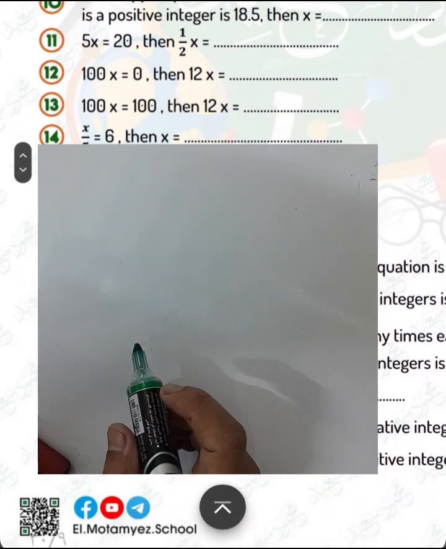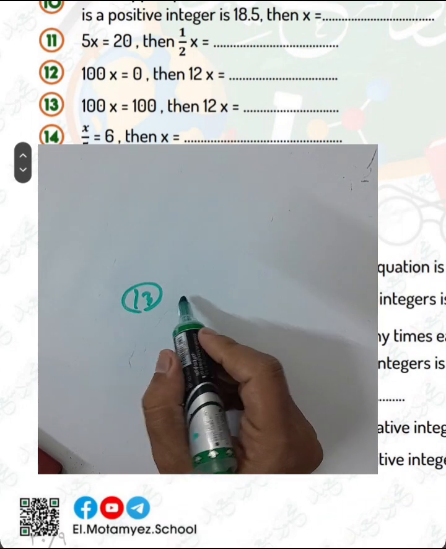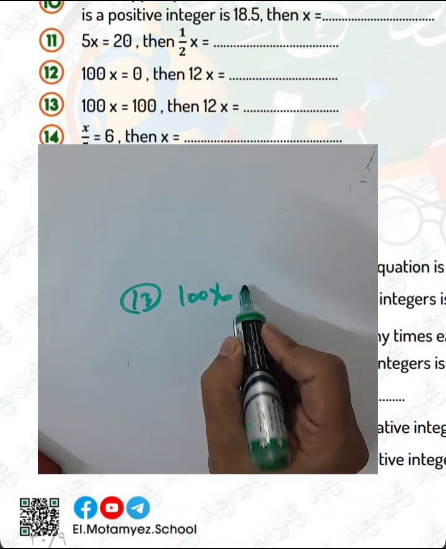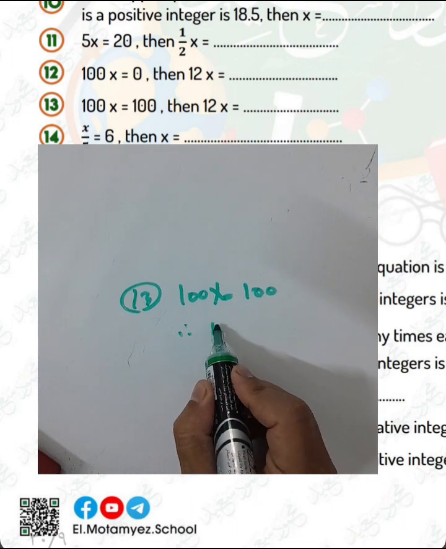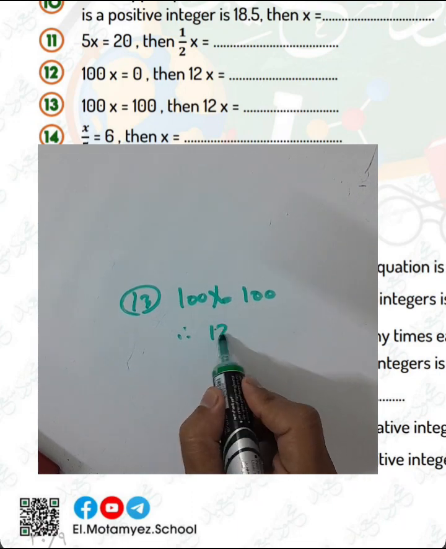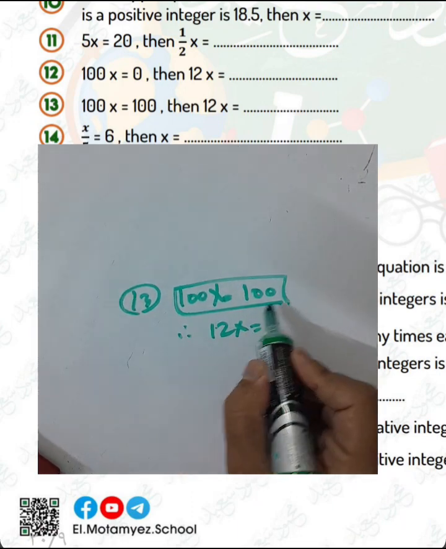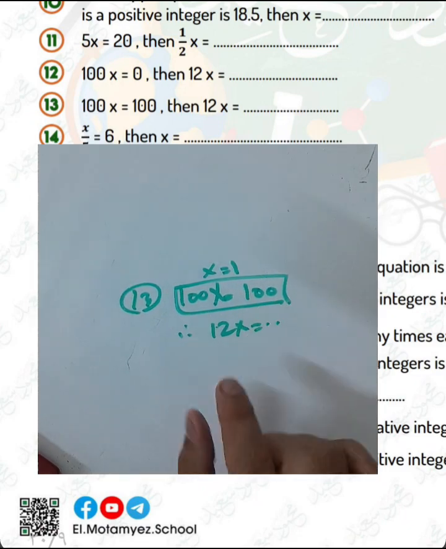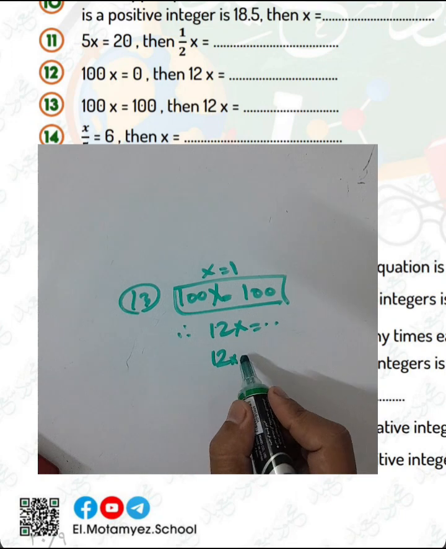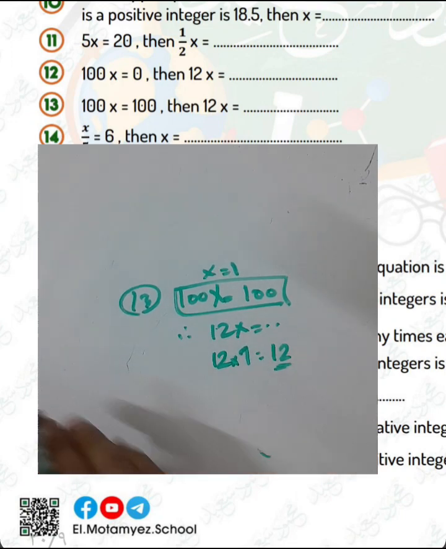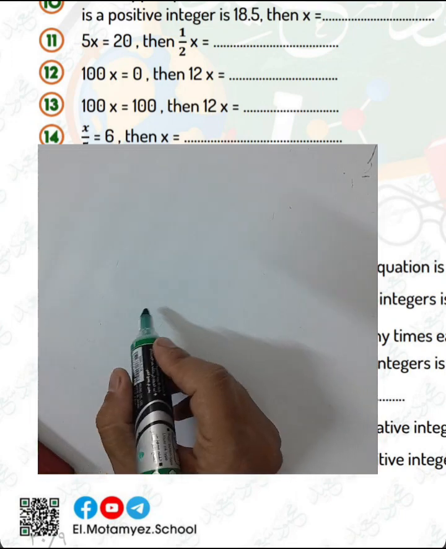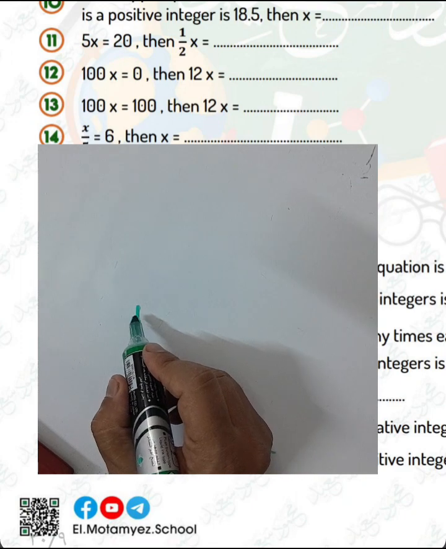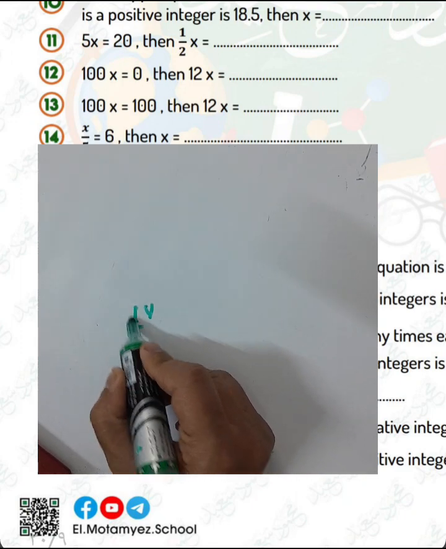Okay, question 13. If 100x equals 100, then 12x will be what? 100x equals 100, then x here equals 1, because 100 times 1 equals 100. Then 12x means 12 times 1, it will be 12. The result here will be 12. Okay, that was question 13. Question 14.